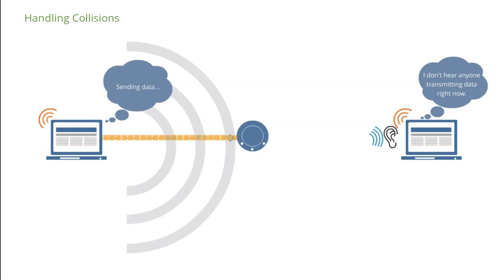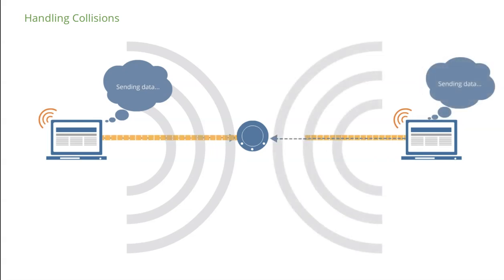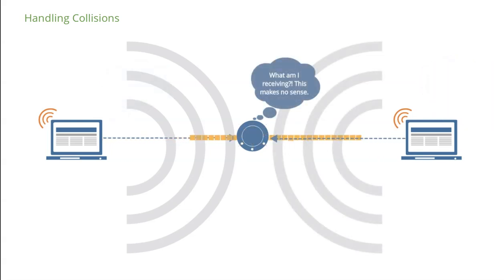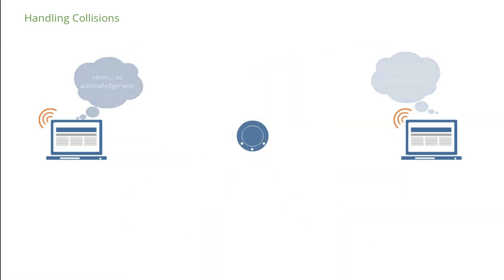In this situation, both clients may listen to the channel, hear no data, and believe the channel to be clear. They then simultaneously transmit data. This causes collisions at the access point, which is unable to interpret either signal. In busy wireless environments with widely dispersed client devices, collisions such as this may cause bandwidth to drop as much as 40%. Neither client will receive an acknowledgement. Both must back off by a random interval and try their transmissions again.